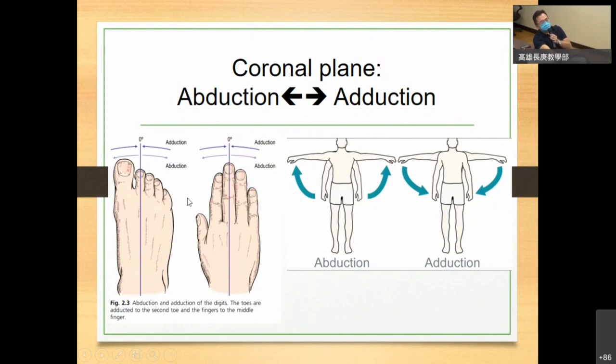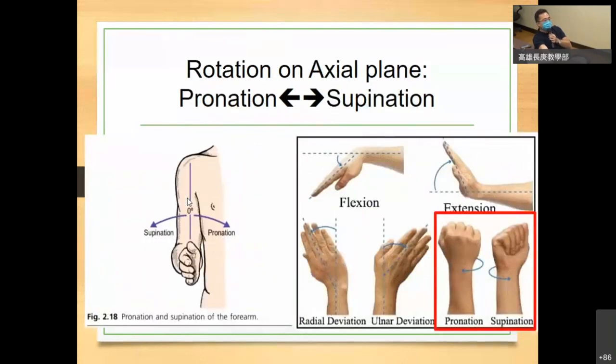Also, we use these terms mainly for arm motions. We use the trunk as the center. If we elevate our hands and arms, lifting away from the center, we describe it as abduction. And when we drop our arms, it means adduction. Okay, another is rotation on the axial plane.